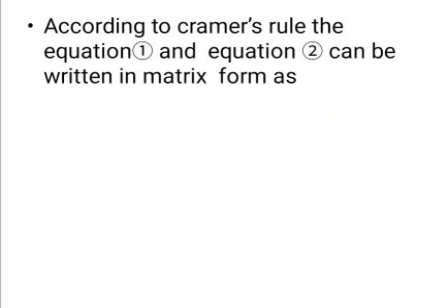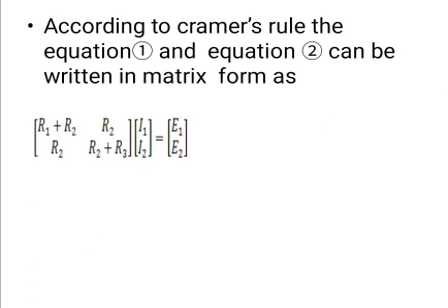Solve the KVL equations either by elimination method or Cramer's rule to find the unknown mesh currents. According to Cramer's rule, equations 1 and 2 can be written in matrix form as follows. Here we have the left hand side of the system with the coefficient matrix, that means the coefficients of I1 and I2, and the right hand side of the system with the answer values, that means E1 and E2.